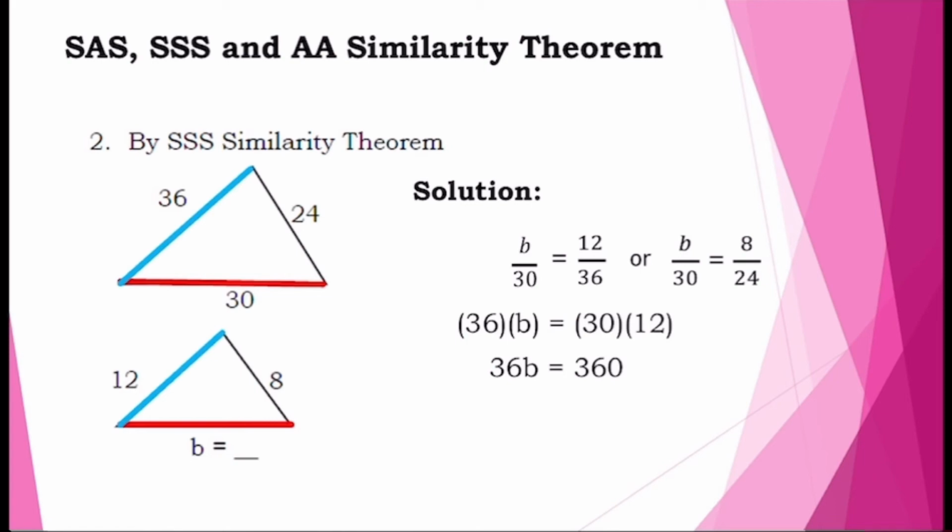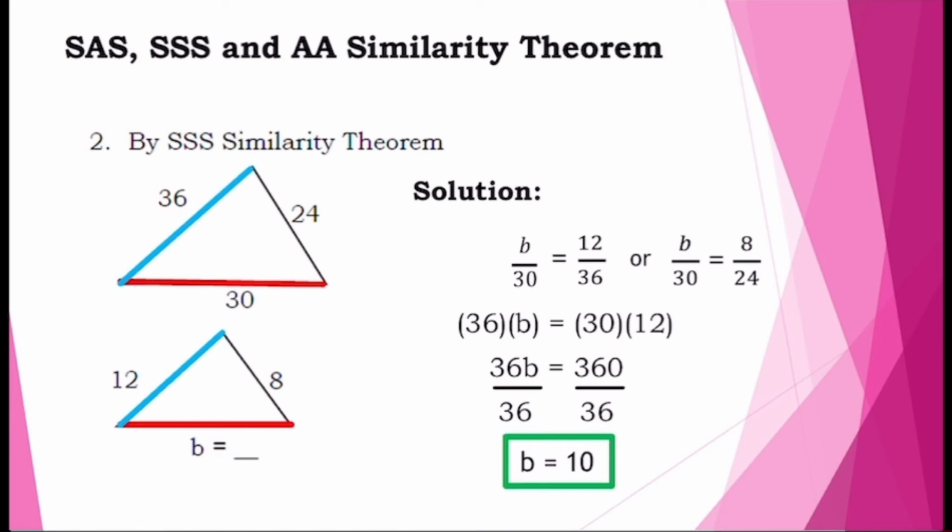So we have 36b times 1 over 36, we have 36b over 36. And 360 times 1 over 36, we have 360 over 36. So 36b divided by 36, we have 1b or b. And 360 divided by 36, we have 10. So therefore, the value of our b is equal to 10.